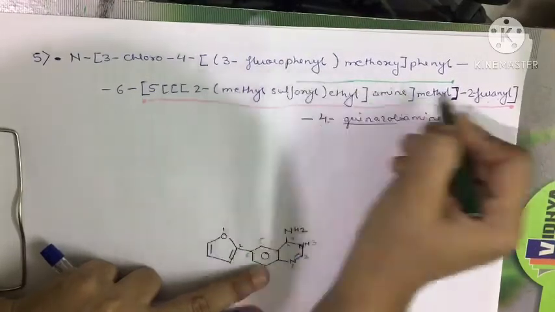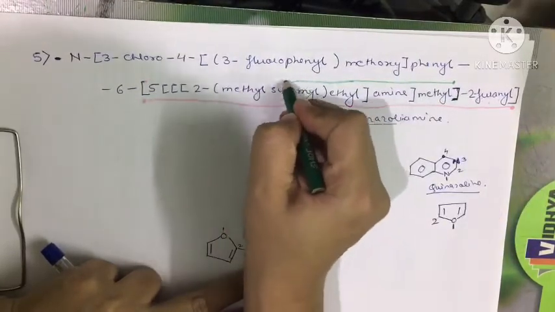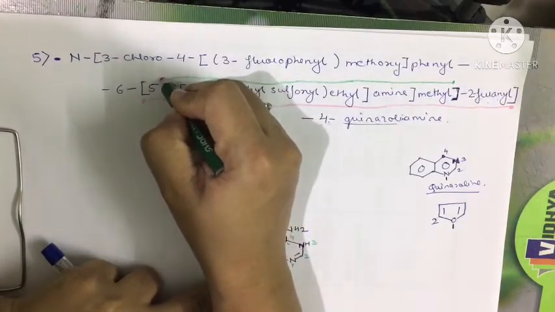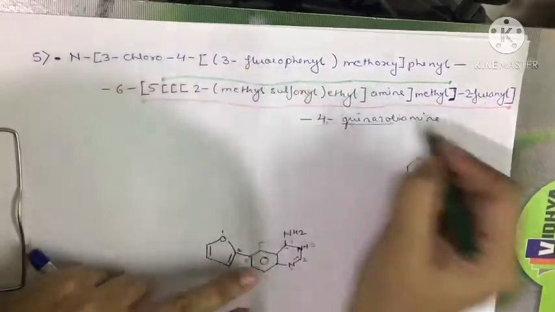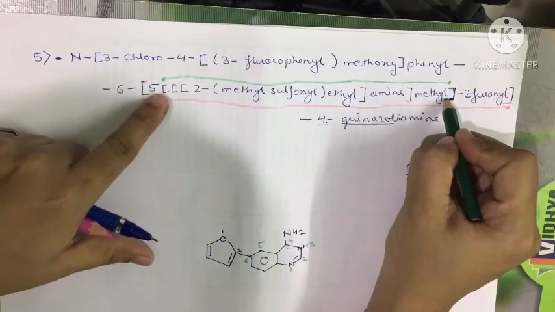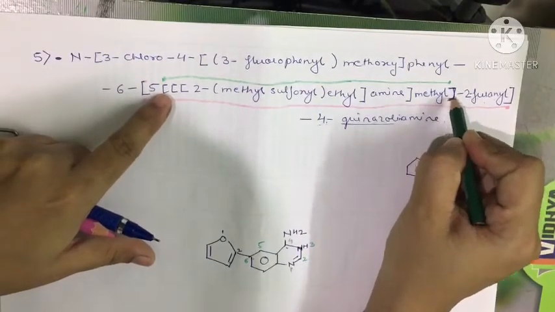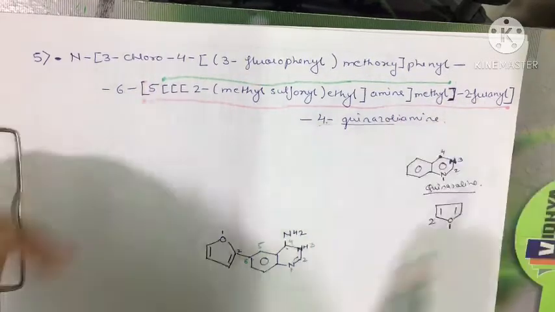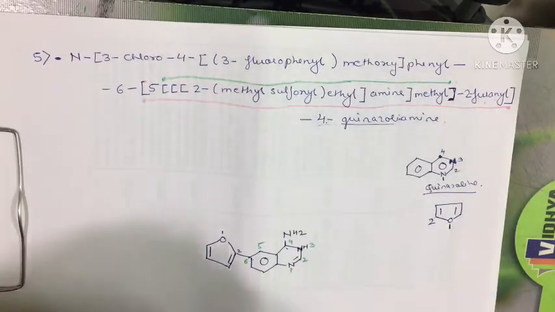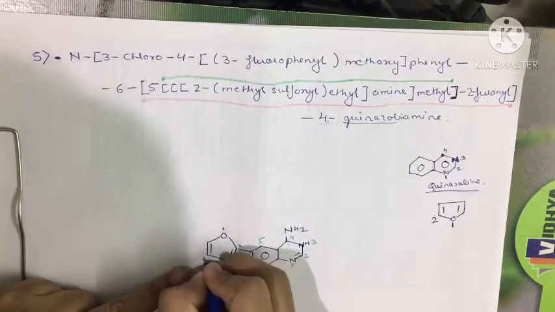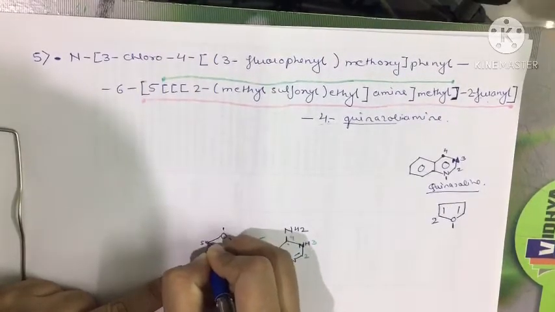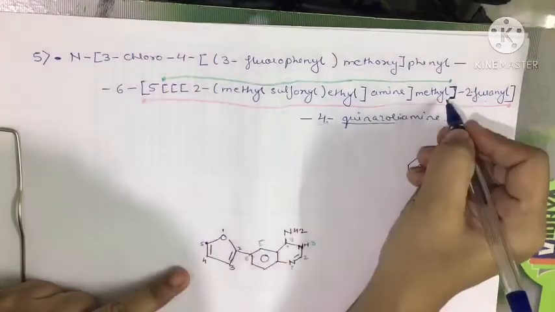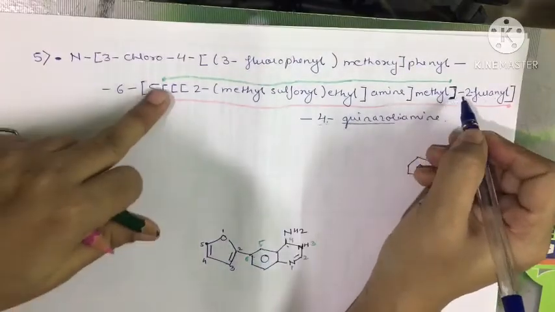So the starting is here, somewhere here. So this is present at this square bracket. The green part is present at the 5th position of furan. So we will write down the 5th position. This is 3rd, 4th and 5th. So this is the 5th position where it is present.